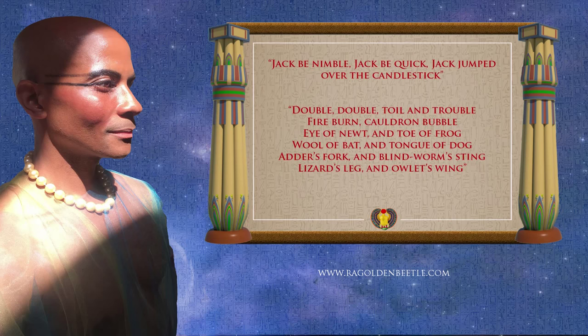The next poem. Double, double, toil and trouble, fire burn, cauldron bubble, eye of newt and toe of frog, wool of bat and tongue of dog, adder's fork, a blind worm's sting, lizard's leg and owlet's wing. From Shakespeare. You see? You heard a pattern repeating, like the peacock's feathers. A pattern repeating, like the grass blades, a pattern repeating, like the cauliflower, like the fern.